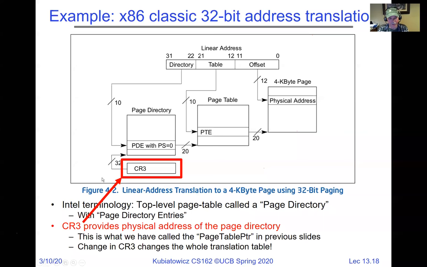And we might want to do that in the kernel, for instance, if we weren't moving things around. And the other thing to point out is this thing called register CR3, which is one of those control registers that you can only get at from kernel mode. And it points to the top of the page directory.